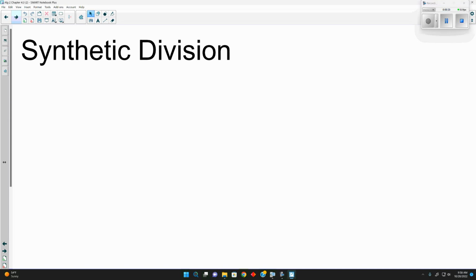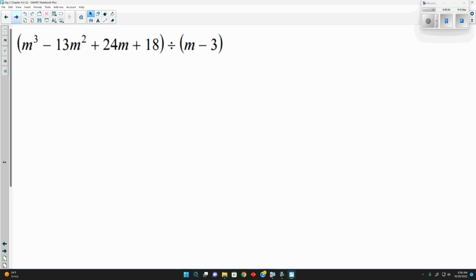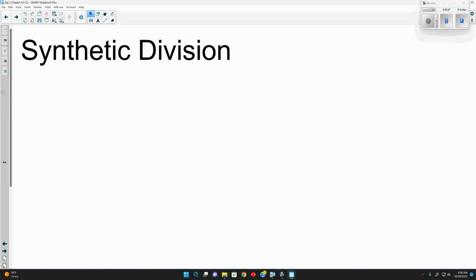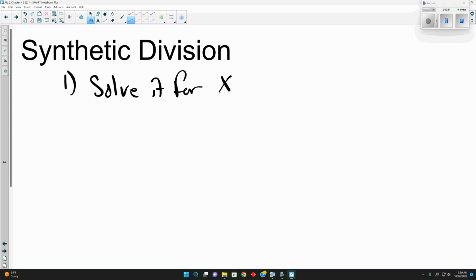What we're doing today is synthetic division. More students like this than long division. When we work with synthetic division, what we're dividing by, the divisor, we solve it for x.